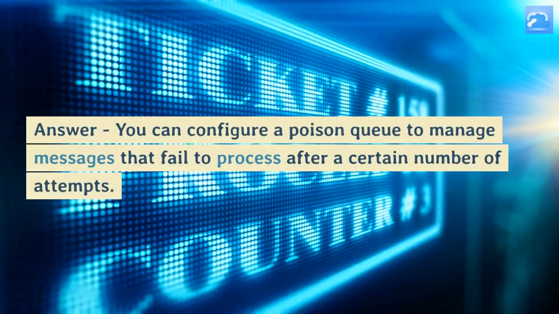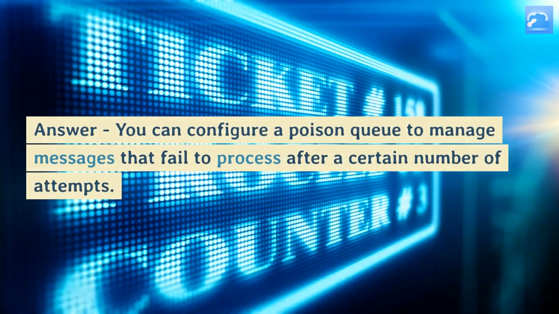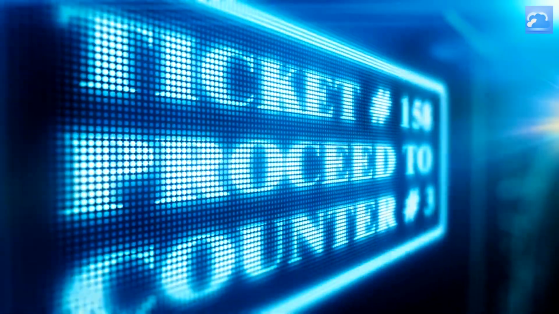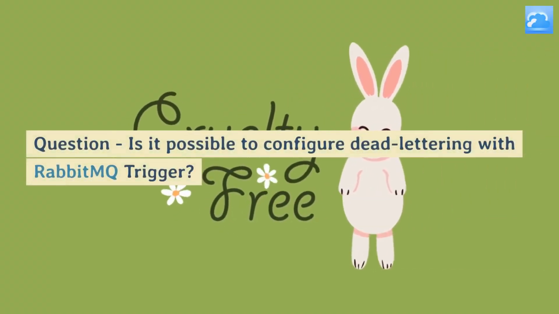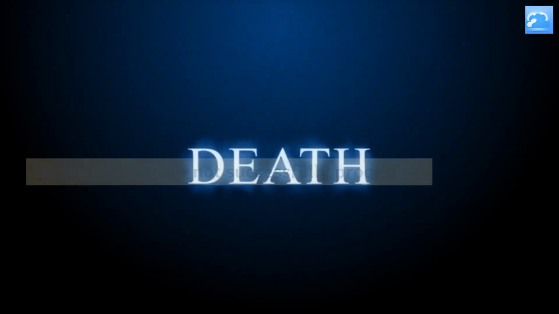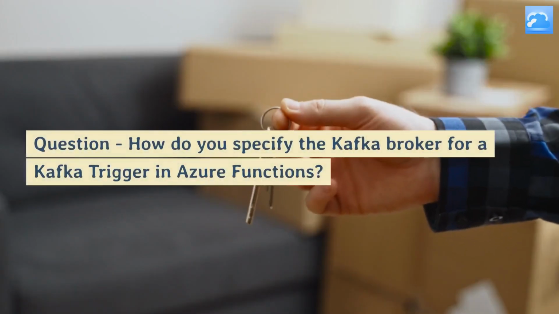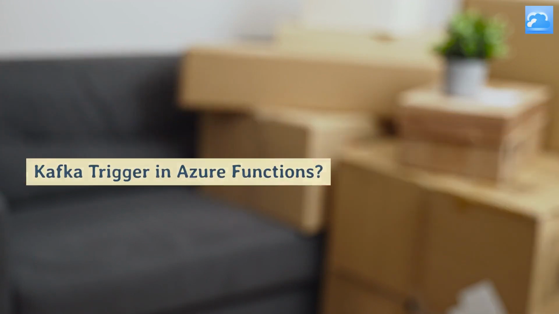Answer: you can configure a poison queue to manage messages that fail to process after a certain number of attempts. Question: is it possible to configure dead lettering with RabbitMQ trigger? Answer: yes, you can configure dead lettering to handle messages that are not successfully processed. Question: how do you specify the Kafka broker for a Kafka trigger in Azure Functions?